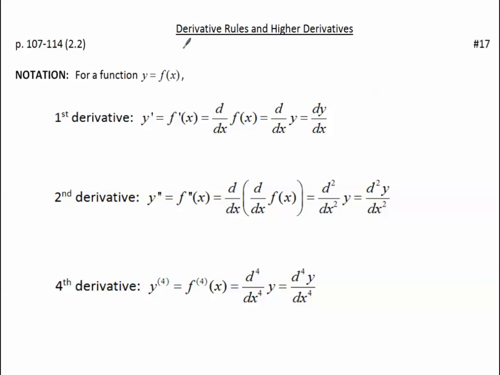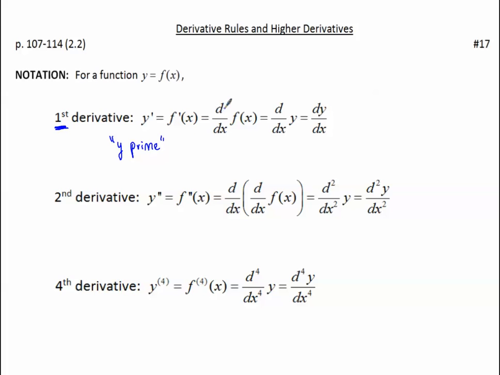Our objective in this section is to apply the rules of differentiation and to take higher derivatives. Let's start with notation. If we're talking about a function y equals f of x, the way we write the first derivative is either y prime, the derivative of y, or f prime of x, the derivative of f. Y prime is how we say it, f prime of x.